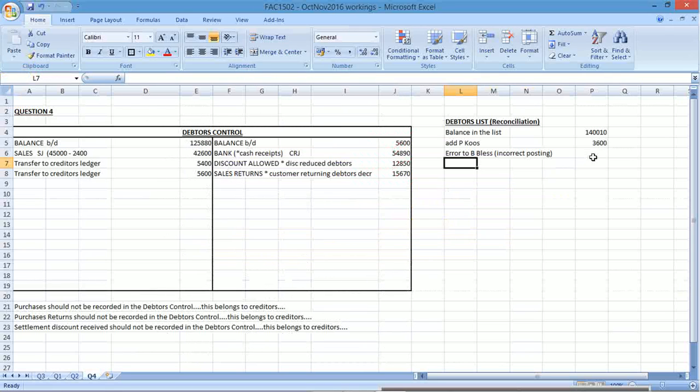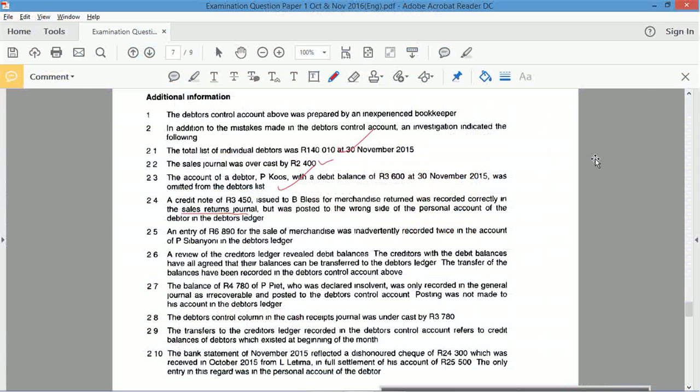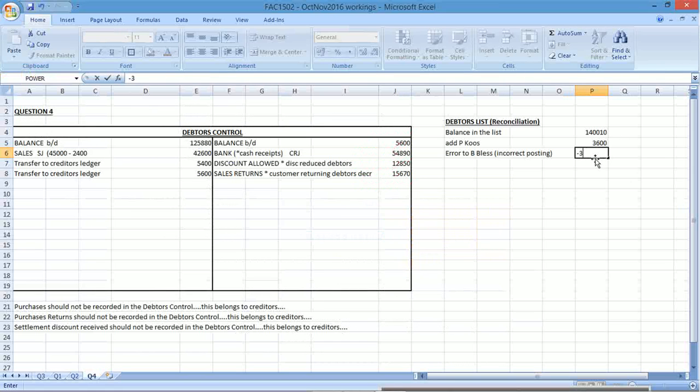So you need to subtract. You need to minus how much you were supposed to process. 3450, but times 2. Why? Because you processed it to the wrong account. So you would have added when you should have subtracted. So that would have been double the amount. Double the amount.